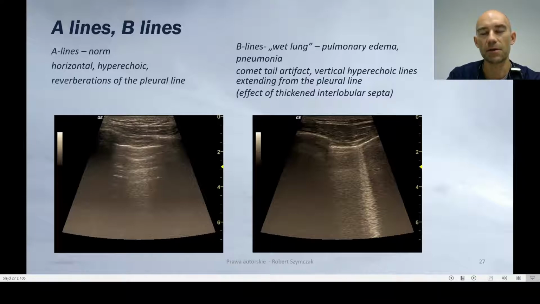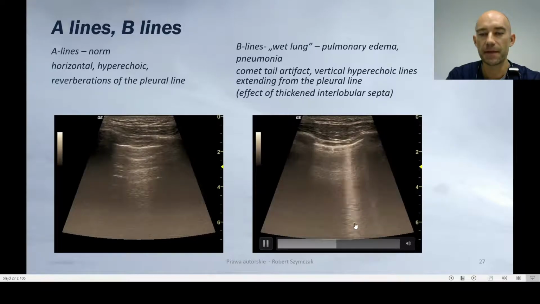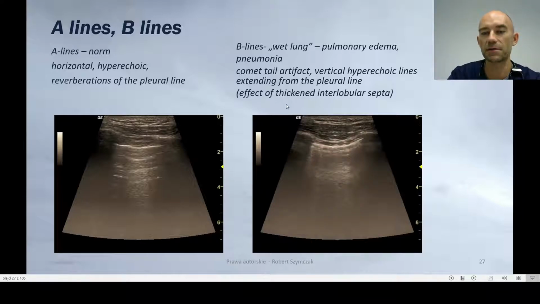So maybe not in a trauma patient, but when you've got a patient with crackles on auscultation, and those crackles are bilateral, you suspect pulmonary edema, and you would probably find the B lines. So B lines are the comet tail vertical lines, and they are hyperechogenic, extended from the pleural line, and they are the effect of thickened interlobular septa, which are thickening in pulmonary edema. They are also thickening in pneumonia, but then you would have B lines on one side of the chest in, let's say, one lobe.